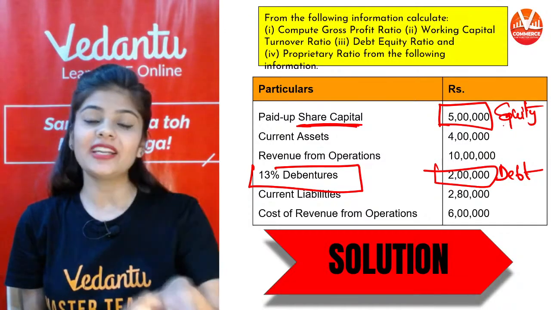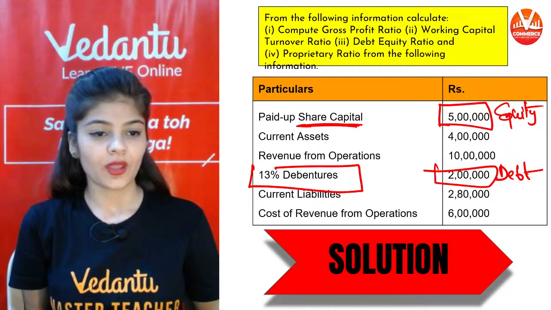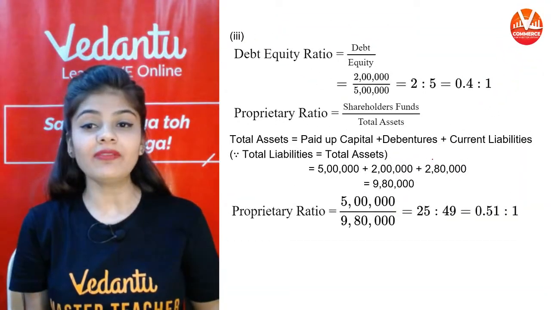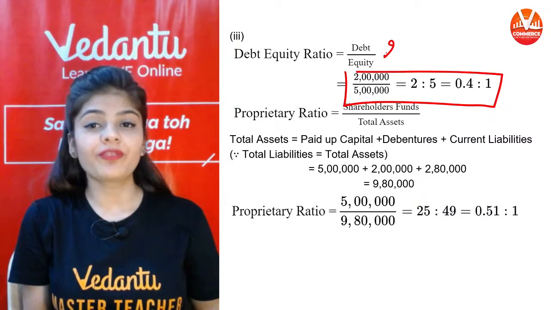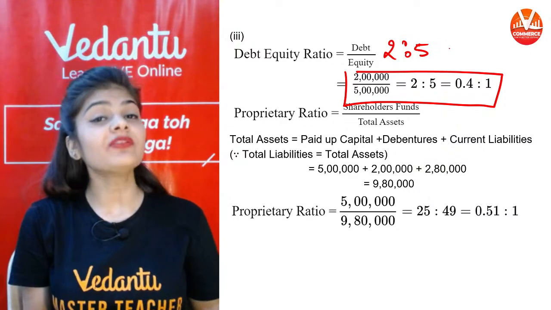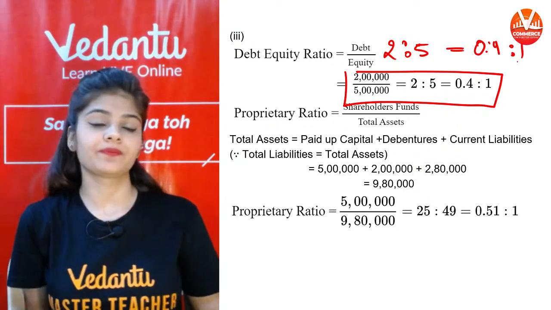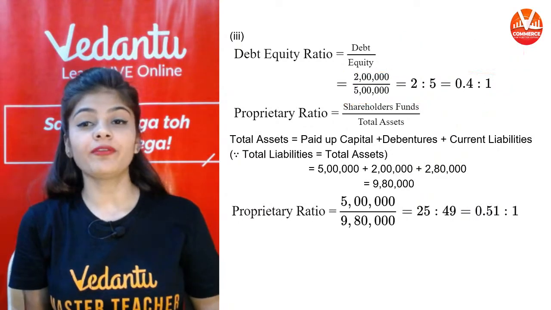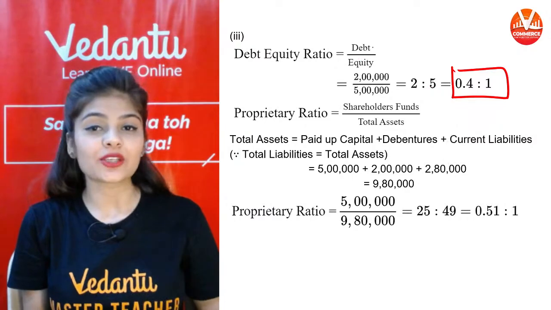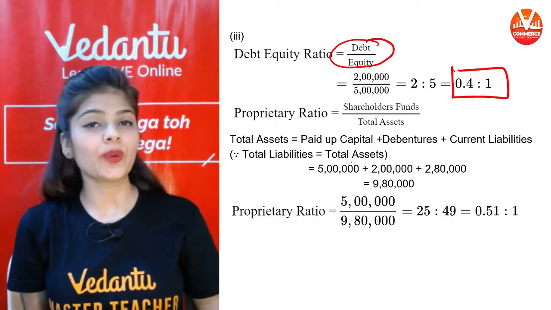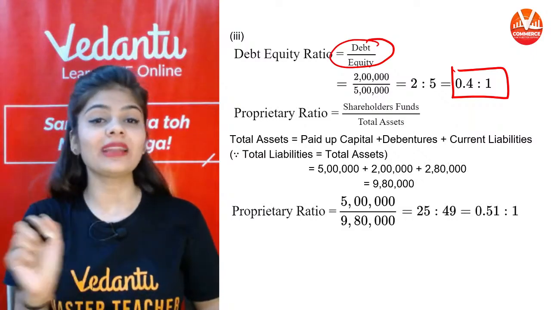Debt divided by equity. 2 lakh divided by 5 lakh. Your answer will be 2:5. Your ratio is 2:5 or it is 0.4:1. So this is debt equity ratio, debt divided by equity. Debt and equity both are directly given in the question.